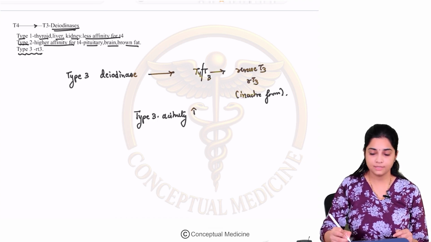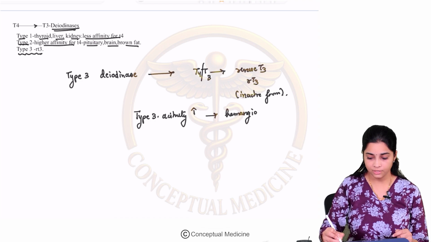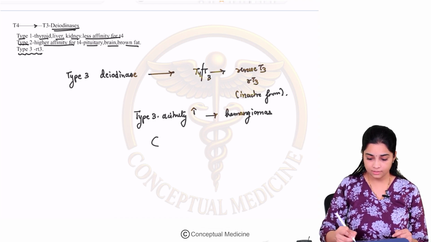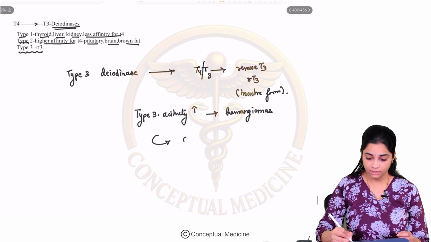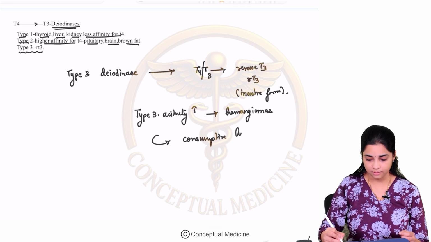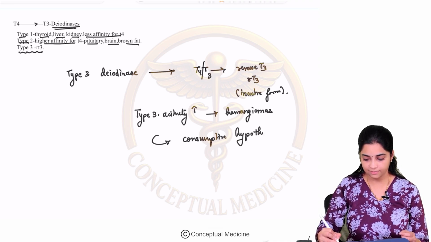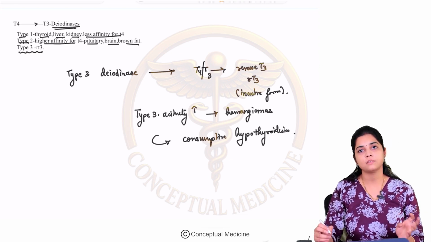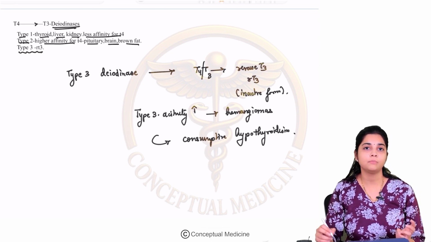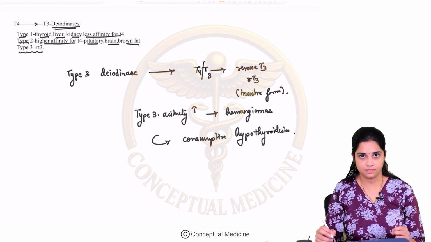can be increased in certain forms of hemangiomas, and this is associated with what? Inactivation of your T3, T4. So, you can have a type of consumptive hypothyroidism. Okay. So, this is about your deiodinases and a clinical point about your type 3 deiodinase.